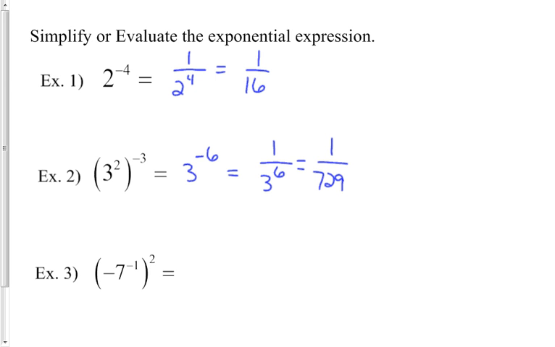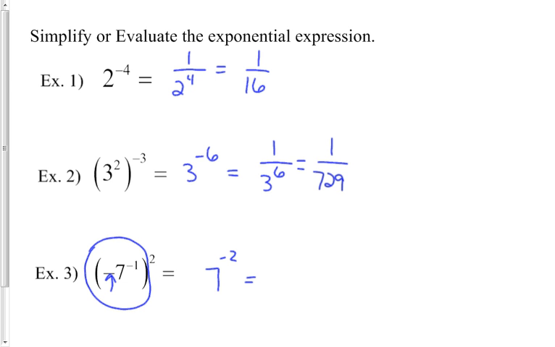My last example here, I've got negative 7 raised to the negative first, and that whole thing is being raised to the second power. Now notice the negative in front of that 7 is also being raised to the second power. It's also being squared. So a negative times a negative will be a positive. So right now, that negative will disappear. So we're just going to end up with 7 raised to the negative 1 to the second power. Multiply your exponents, negative 1 times 2, that's going to be negative 2.